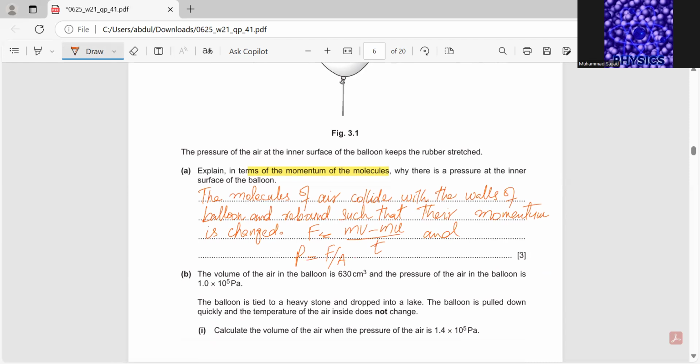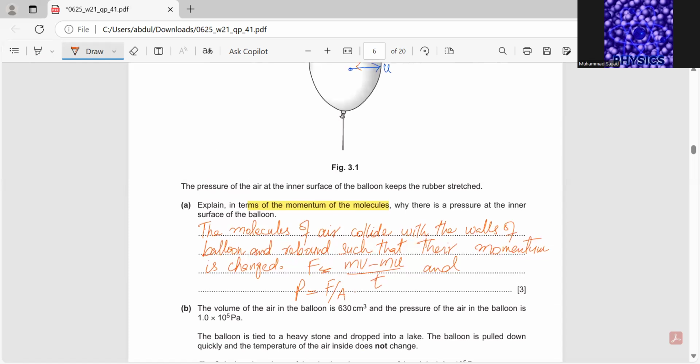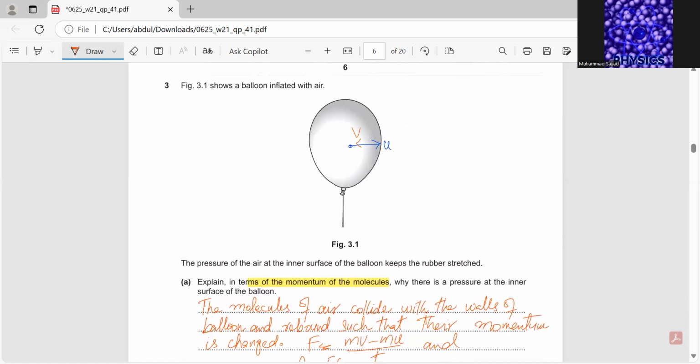So, my dear friends, for 3 marks: the molecules of the air collide with the walls of the balloon and rebound, such that their momentum is changed. That is caused by the change in velocity. We know Newton's second law of motion, F is equal to (mv minus mu) over t, and pressure is equal to force over area. So 3 marks for this one. This equation actually comes from Newton's second law of motion. How? I will be sharing it with you now.